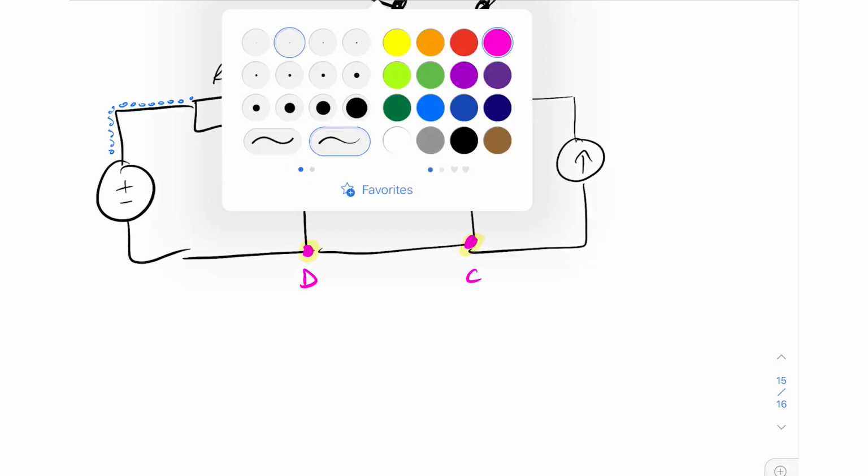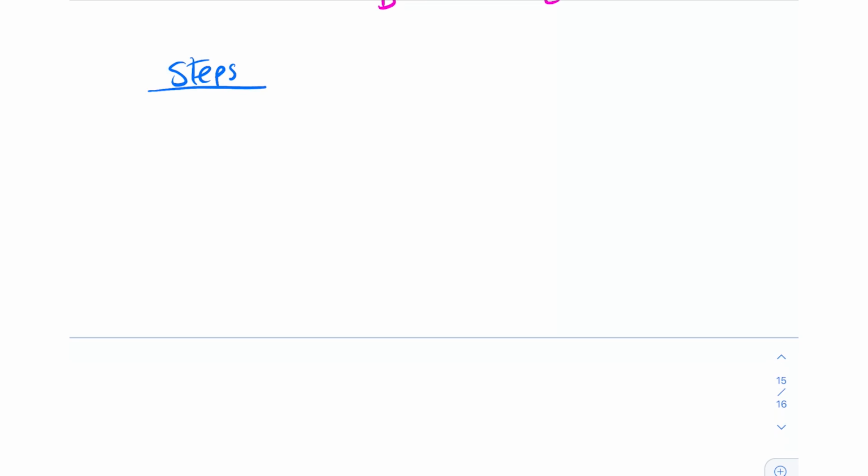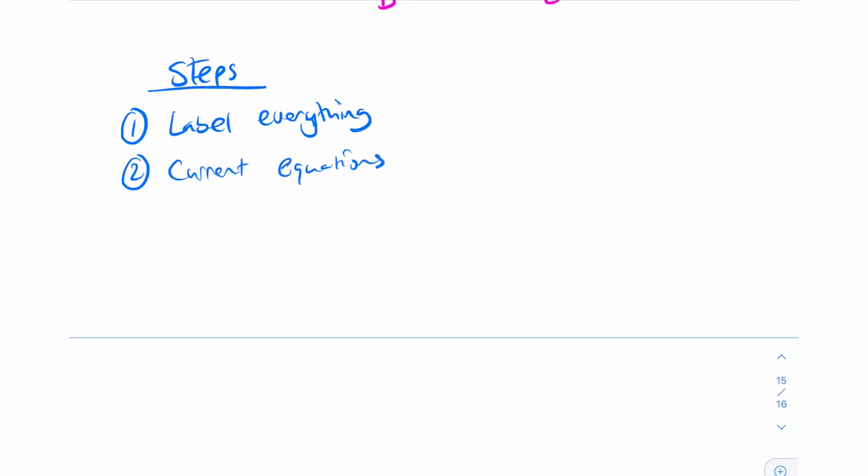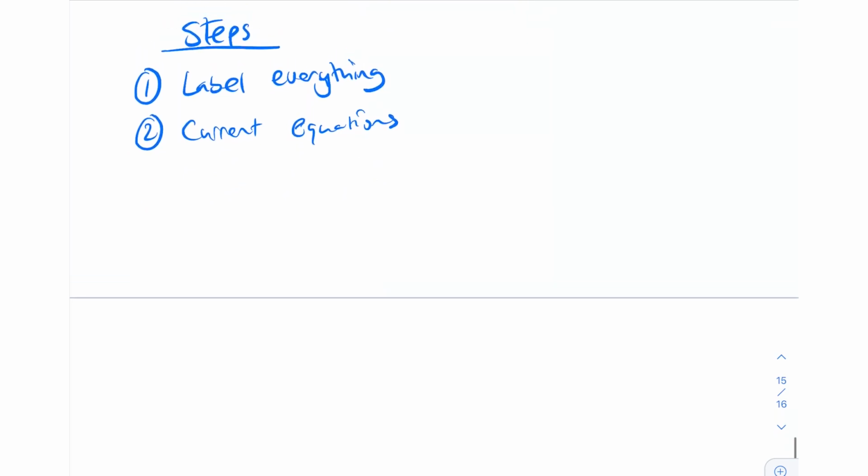Let's briefly go over the steps involved in nodal analysis. Number one is to label everything, and I'll clarify this later on. Number two is to do the current equations. If you're revising this, you should know these things, but I'll go into more detail. Current equations are basically I equals V over R, which is Ohm's law. Then number three is the KCL for each node. If you really aren't familiar with any of this, go back and watch the other videos, because like I said, I'm just revising.